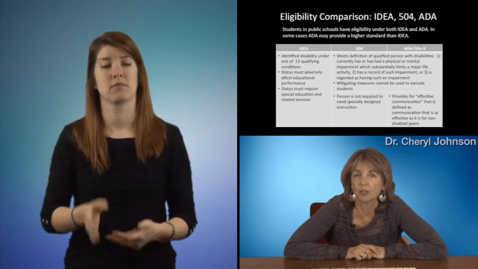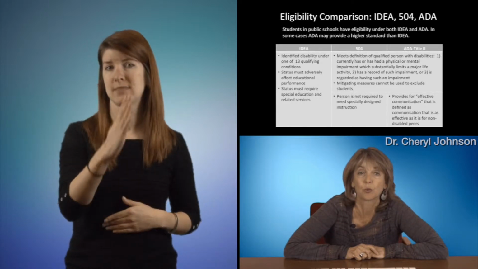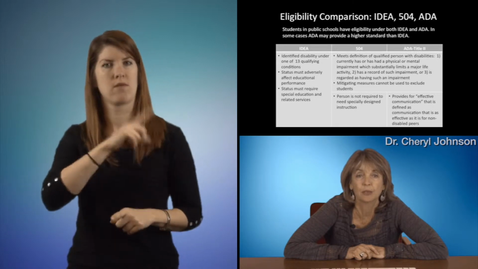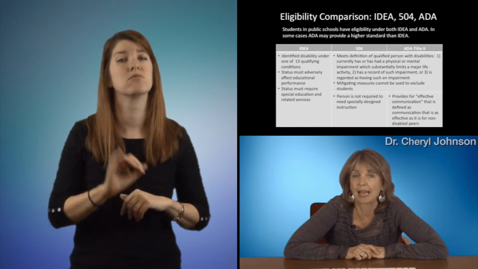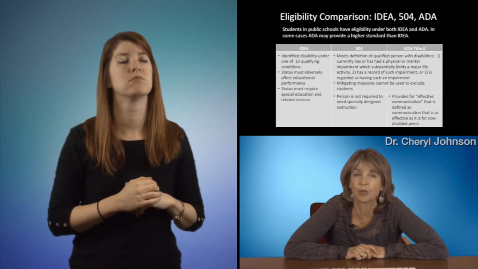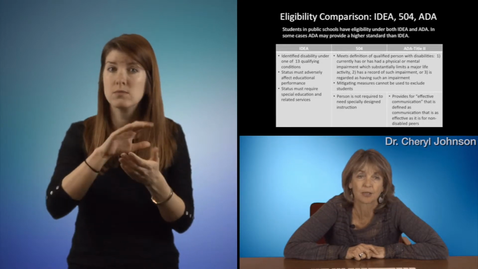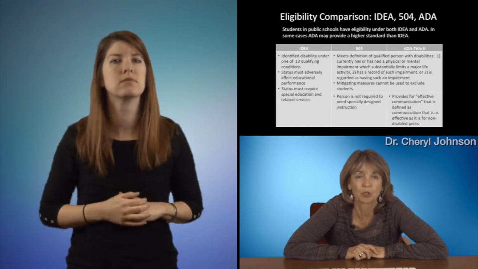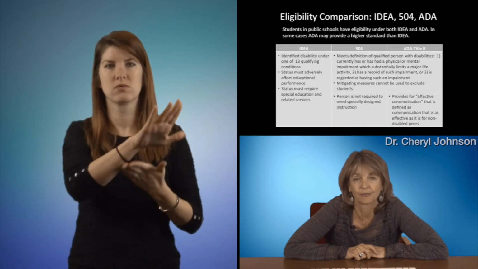Under IDEA, the Individuals with Disabilities Education Act, Part B, for children ages 3 to 21, to be eligible, they have to qualify under one of 13 qualifying conditions. In addition, their status has to adversely affect educational performance. So if they have a condition, but they're doing well in school, they may not be eligible unless the assessment identifies some areas of concern. And their status needs to require special education and related services in order to address their needs.